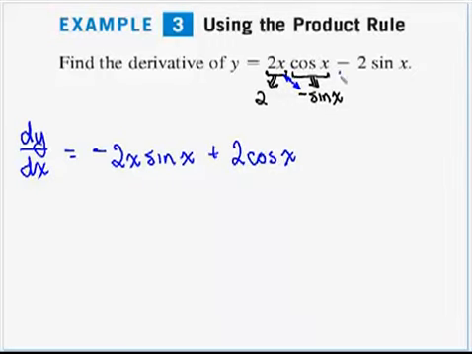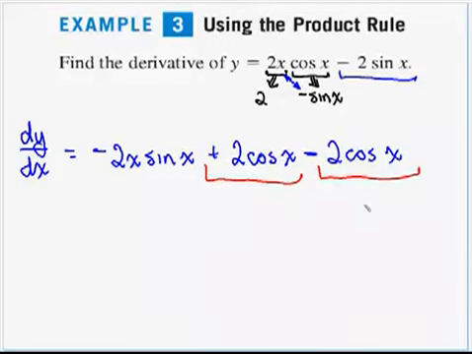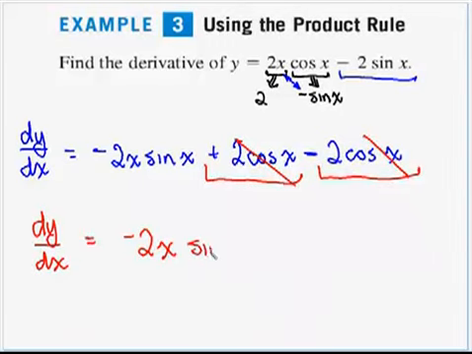And then we have this term come along for the ride. Then we're just going to derive that separately. Minus the derivative of 2 sine x is 2 cosine x. Oh, look at that. It looks like it'll simplify down a little bit. We have a 2 cos x and a minus 2 cos x, so those are going to wash out. And we're left with our derivative dy dx is equal to negative 2x times the sine of x.